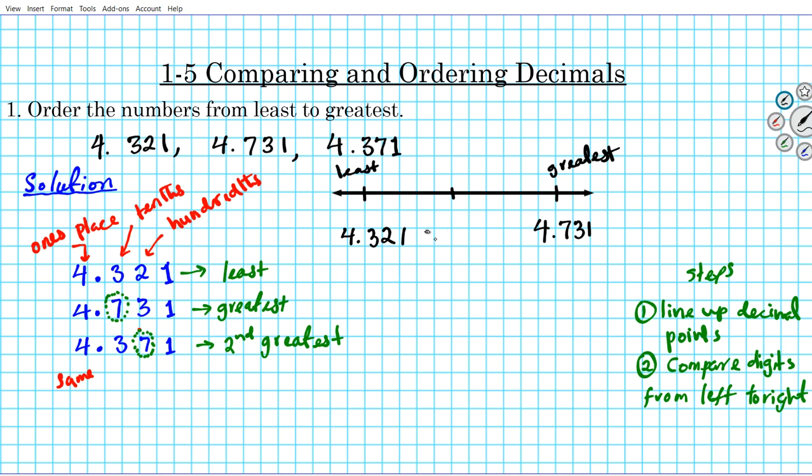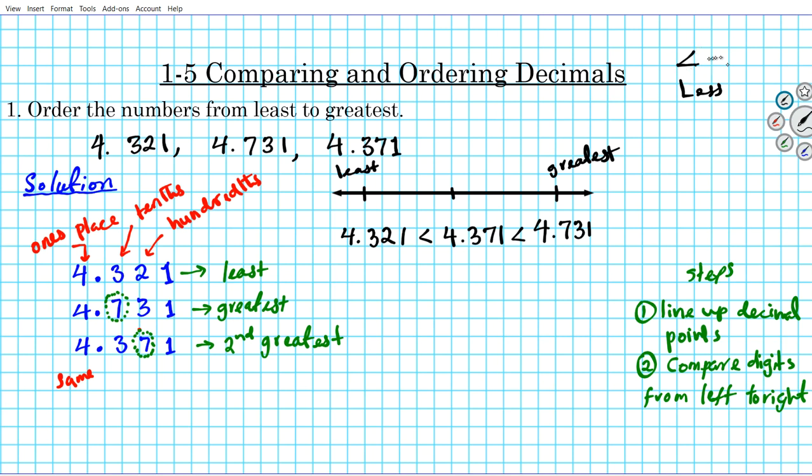4.321 is less than the next one, 4.371, and 4.371 is less than 4.731. Okay, remember your inequality symbol. The less than looks very much like L. See how it is? Less. And remember, the alligator always eats the bigger meal, right?